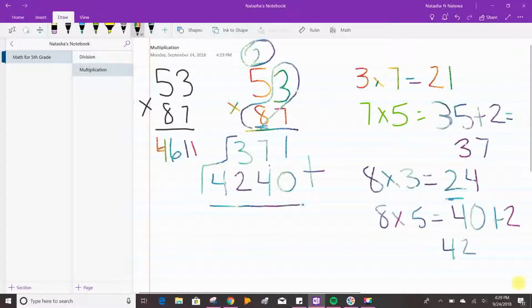What is 1 plus 0? 1. 7 plus 4 is 11. 3 plus 2 is 5. Plus 1 is 6. 4 plus nothing, or 4 plus 0, is just 4. The answer is 4,611. Now, is it the same? Yes, it is. Now, I gave you the answer, but I need to see the steps, okay?